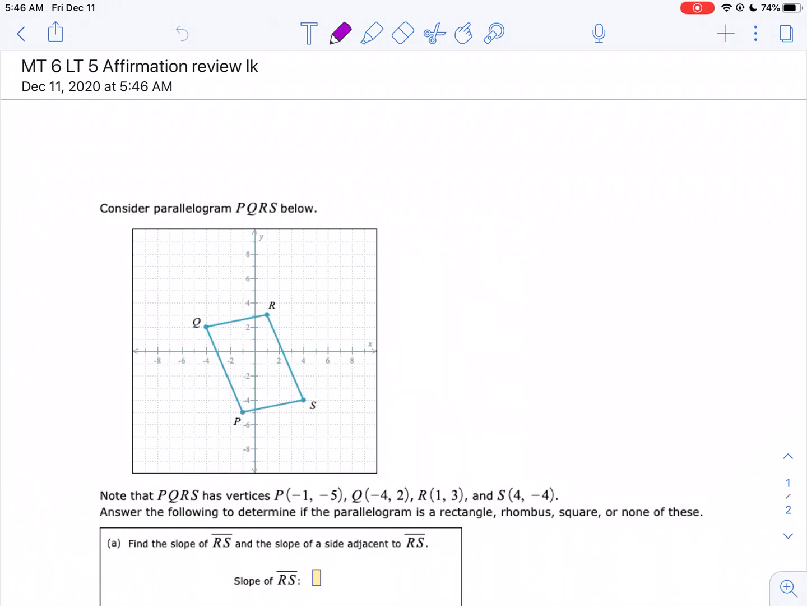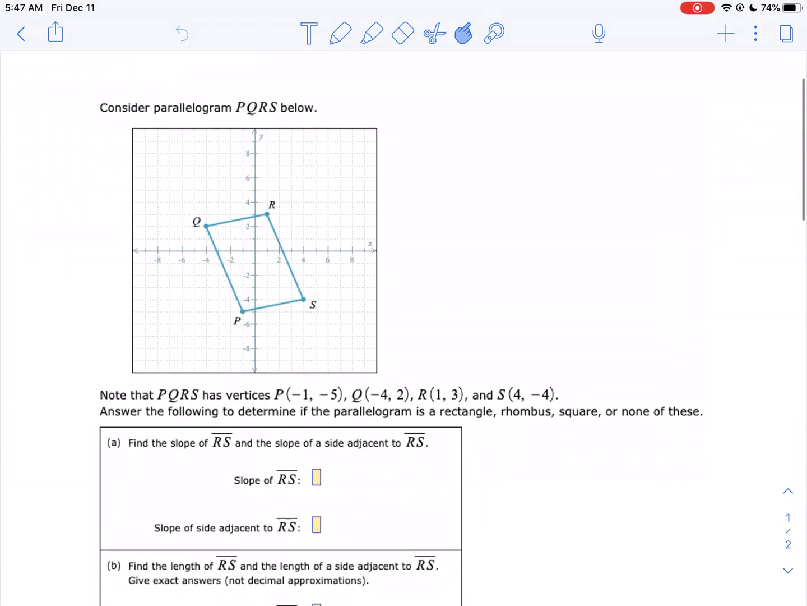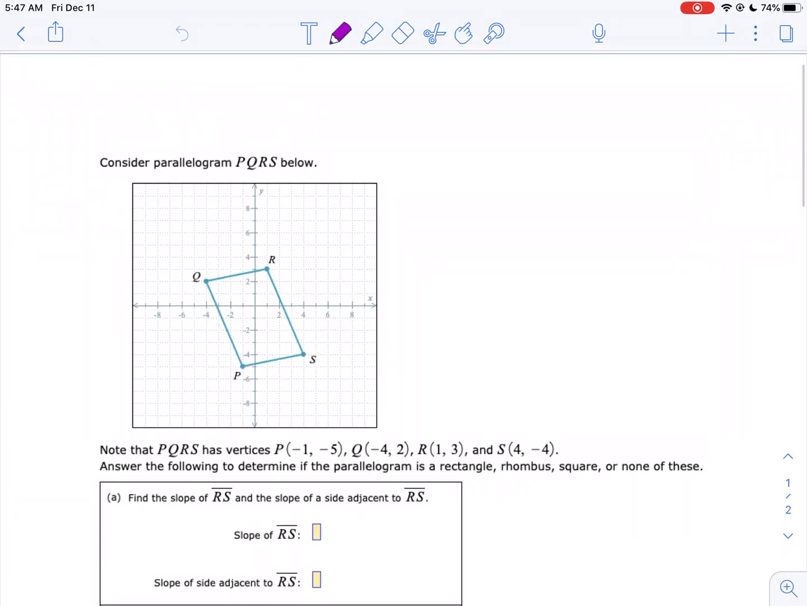Now let's take a look at your MT6 LT5 affirmation. We have this parallelogram, PQRS, and you're supposed to find the slope of RS. Now remember, slope is you subtract the y's and we subtract the x's and we reduce.